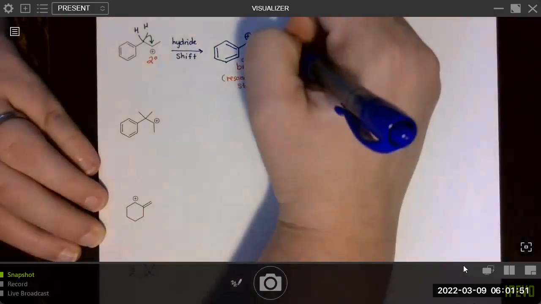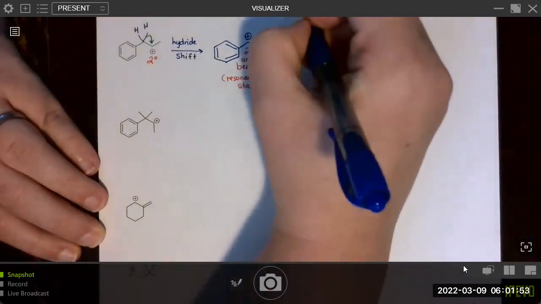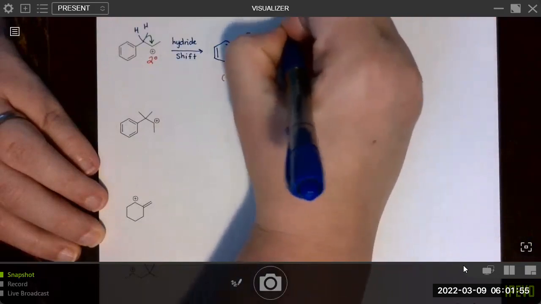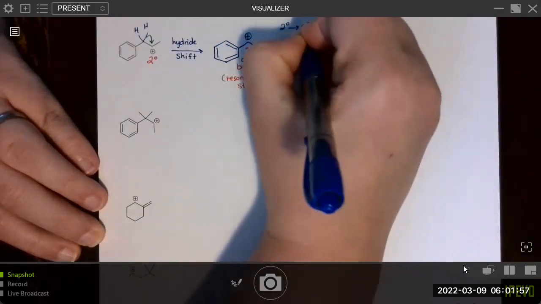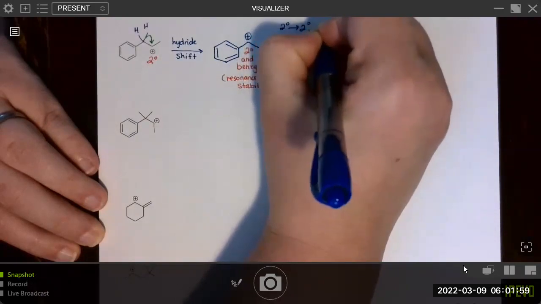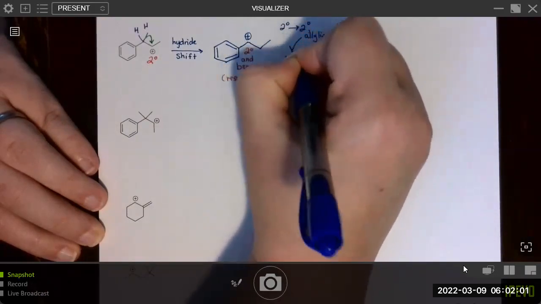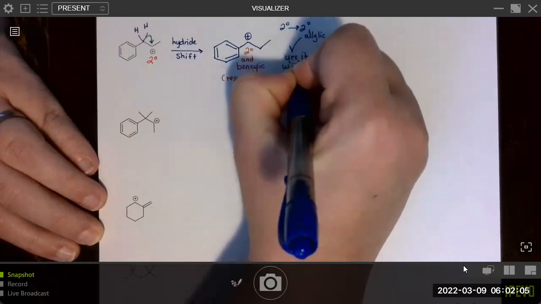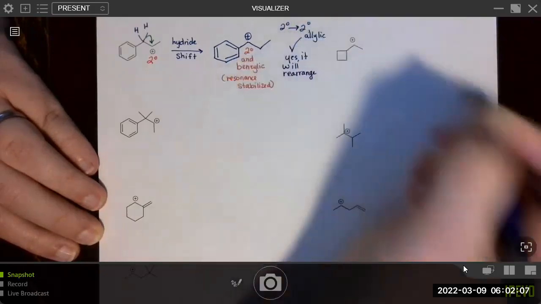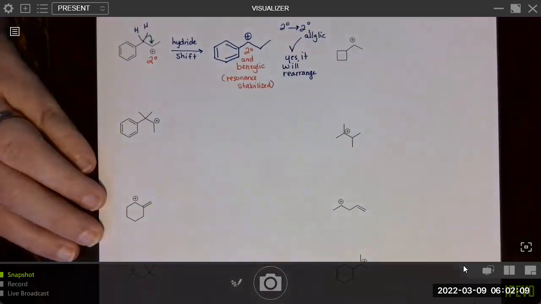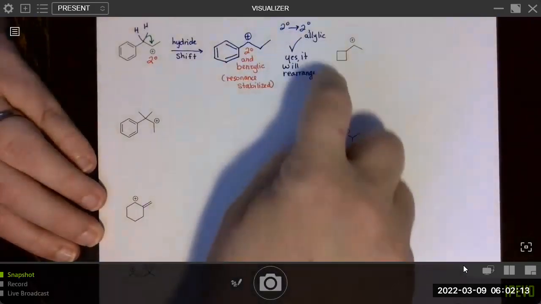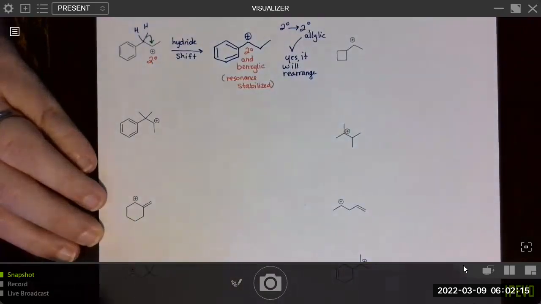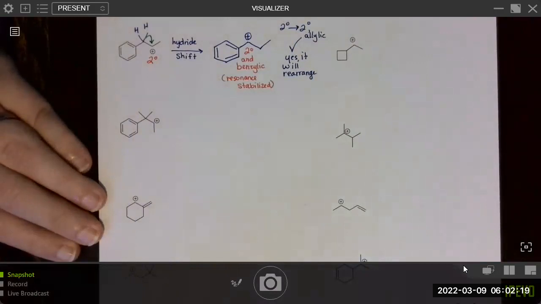Definitely this one. Secondary to secondary allylic. Yes, it will rearrange. Okay, so this one's actually tricky. I'll come back to it at the end. We'll go ahead and do this one next. It kind of looks very similar to that anyway.